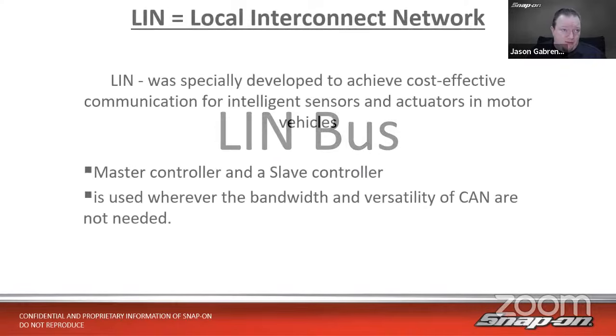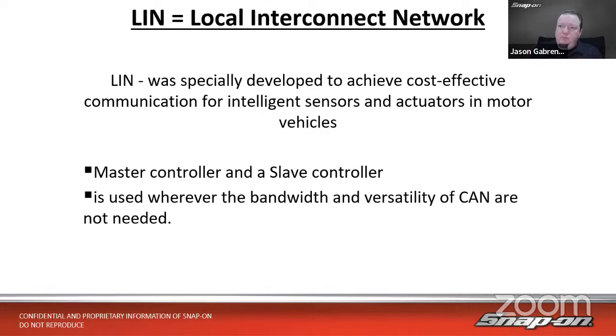Then we have LIN bus, which is also a single wire, but it works a little bit differently. LIN was specifically developed to achieve cost-effective communication for intelligent sensors and actuators in motor vehicles. It is a master and a slave. There could actually be multiple slaves on the same bus. So we're going to have a master, which could be, say, a switch, like a window switch, and then the slave would be the window motor, up and down. So it just sends data back and forth in order to do that. Another example I could think of is on an SUV, like a Chevy Tahoe, where the switch for the wiper actually runs off a LIN bus. So you have power, ground, and LIN. That's all you have going back there.